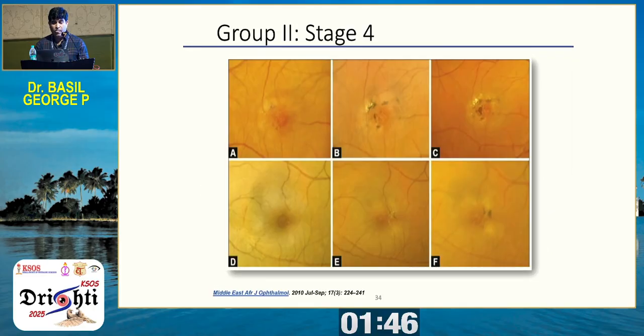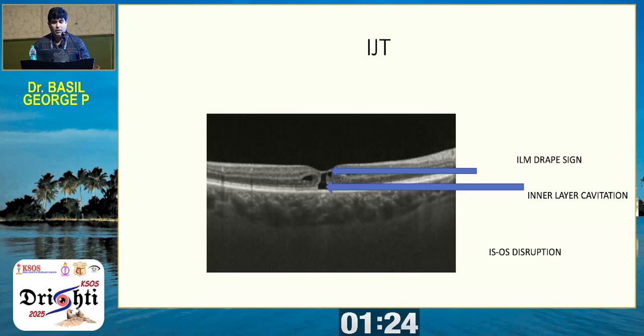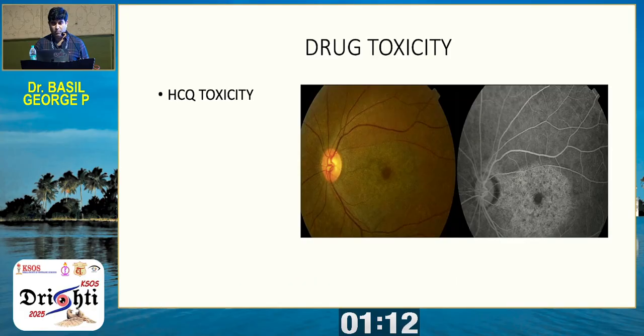And this is stage 4, which is the hyperpigmentation around the foveal area. The early stage will show intraretinal pigment epithelial deposition in the vicinity of the temporal right angle venule. And stage 5 is the stage of choroidal neovascular membrane development. Now, on OCT, the typical feature is a thin drape-like structure seen over the fovea, which is known as the ILM drape sign. And there is a hyporeflective inner retinal cavitation, and there is also an ISOS disruption.